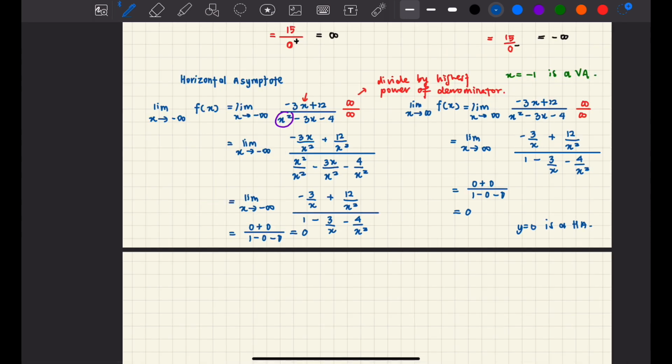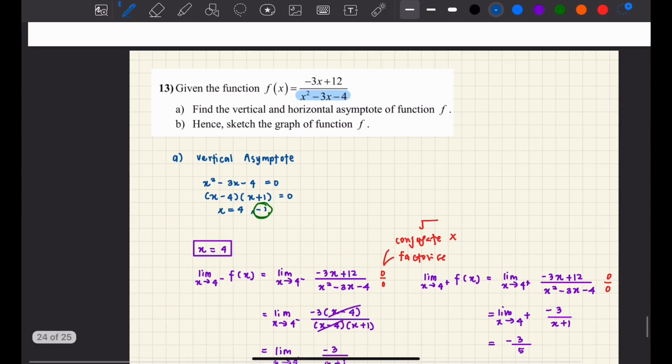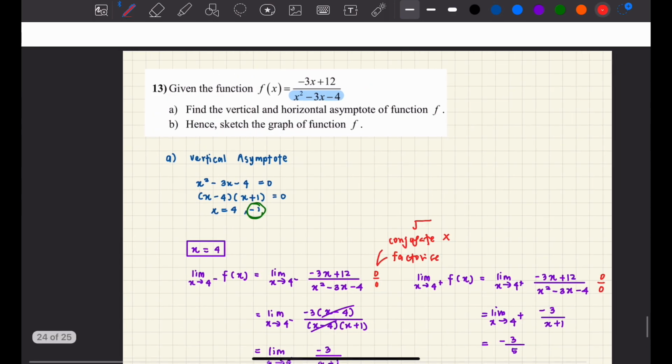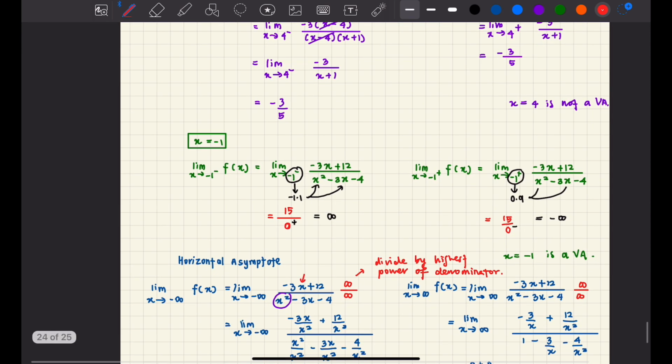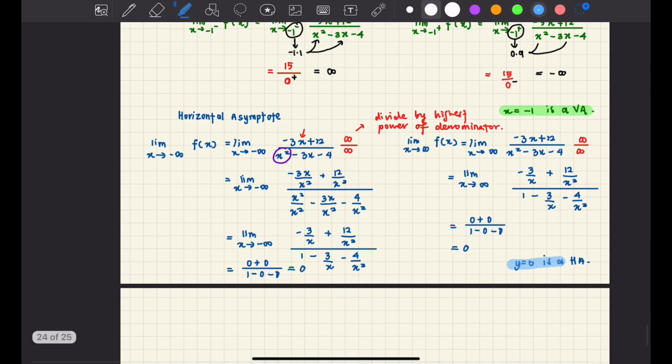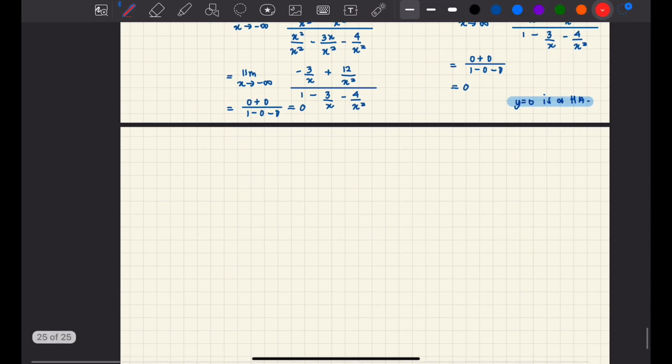We have already found our vertical asymptote as well as our horizontal asymptote. The next part of the question asks us to sketch the graph. So let's sketch the graph. To sketch the graph, we will list our horizontal and vertical asymptotes. We know our vertical asymptote is x equal to negative 1, and our horizontal asymptote is y equal to 0. So we write it here.